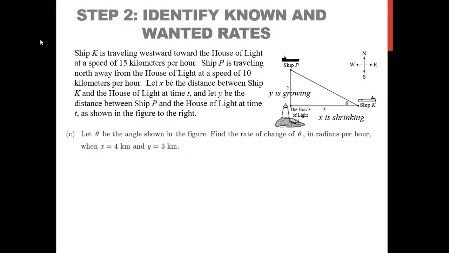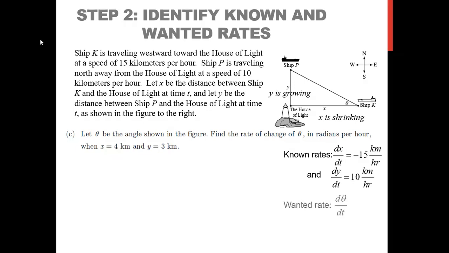Now we're going to identify the known and wanted rates. Well, we were told the rate of change of x, and here it is with a negative sign on it because, again, x is a decreasing quantity. And then dy/dt is 10, and that was given to us in the statement of the problem. And we note that since y is increasing, we know that its derivative, dy/dt, must be positive. And then the thing that we want to know is the rate of change of theta. And so the wanted rate is dθ/dt.